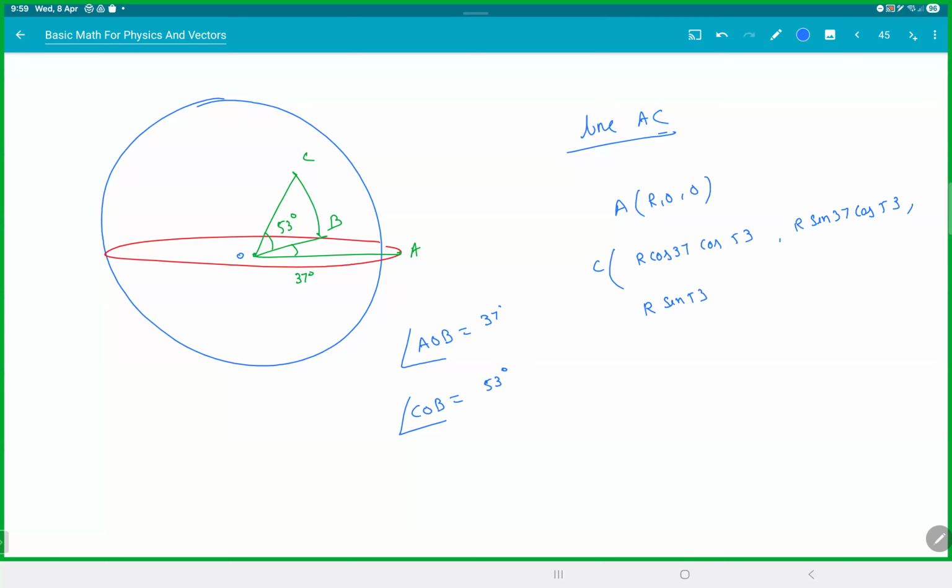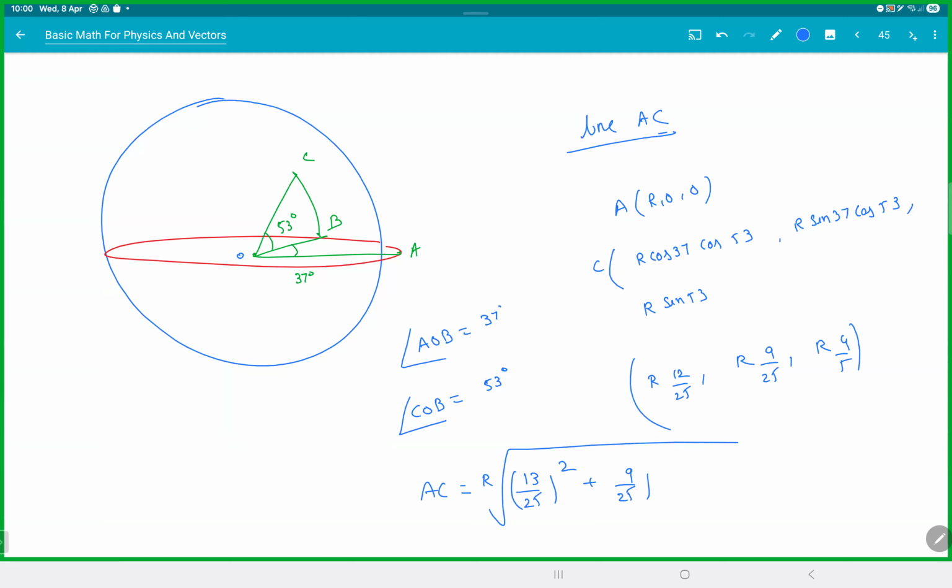So 37 is how much? Cos 37 is 4 by 5. Cos 53 is 3 by 5. So that's 12 by 25. This would be 3 by 5. 3 and 4, that would be 9 by 25. This is 4 by 5. So yeah, numbers are bad. So when you take the difference, the distance formula, that will be r minus this. So that will be 13 by 25 squared. When r comes out, this will be 9 by 25 squared. And this is 4 by 5 squared.